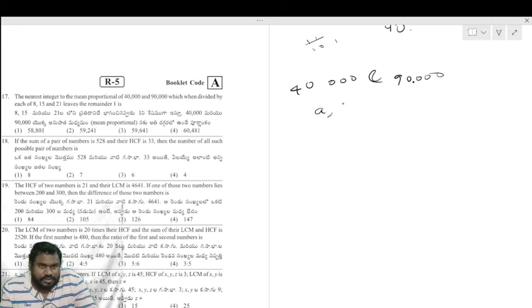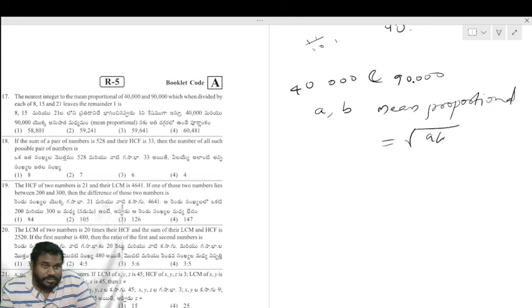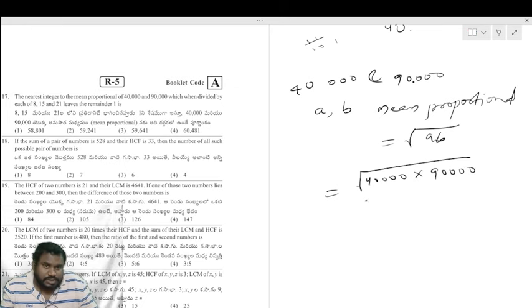See, there are two numbers A and B. What is this mean proportional? Mean proportional formula is equals under root AB. The same way, under root 40,000 into 90,000.